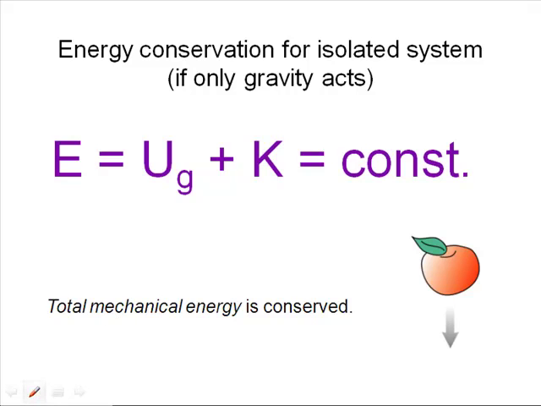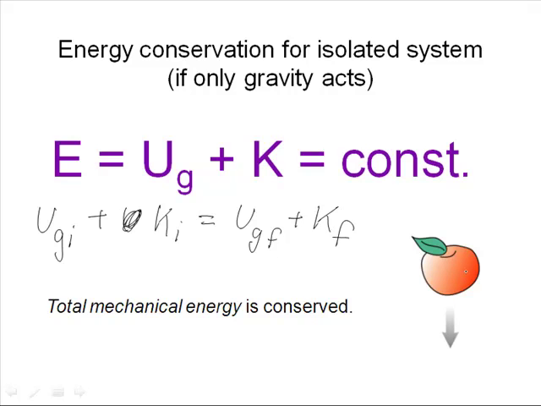I could also write that as saying the potential energy of gravity, in this case, initial, plus the kinetic energy at the beginning equals the potential energy at the end plus the kinetic energy at the end. So for example, if this apple falls down, then at the beginning I have potential energy, a high mgy, and very little kinetic energy, and at the end I have mostly kinetic energy and relatively little potential energy.